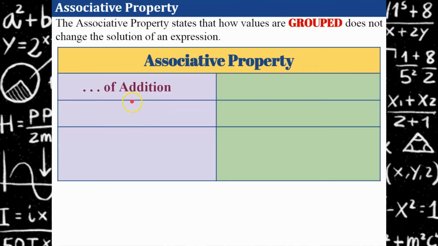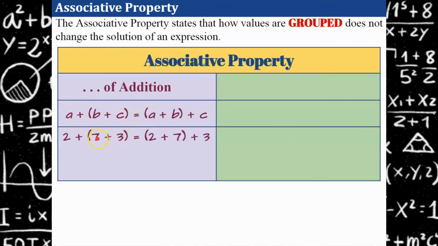So first, let's review the addition associative property. Here are our groups. Parentheses show our groups. So we have three values, A plus B plus C, and we're going to group B plus C and then add it to A. On the other side of the equal sign, we're first going to group A plus B and then add it to C. So let's plug in 2 for A, 7 for B, and 3 for C.